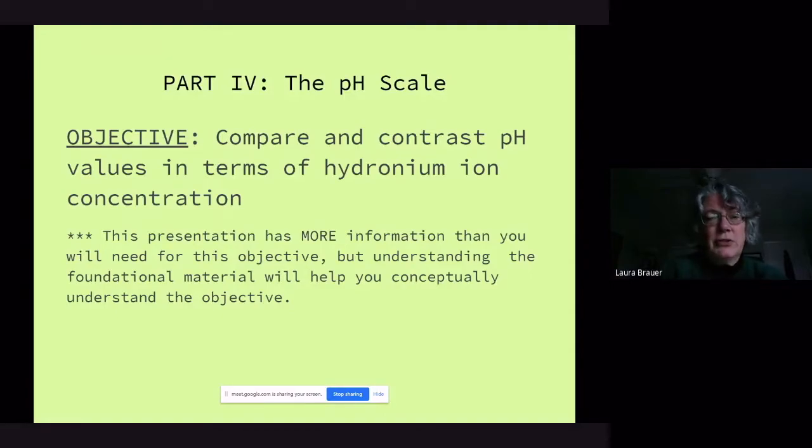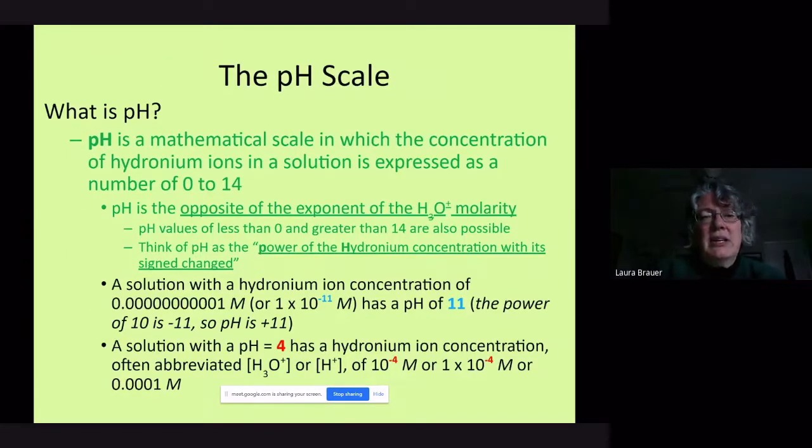So here's the first big deal. What is the pH? It's a mathematical scale of the concentration of hydronium ion, and we're going to use the numbers of 0 through 14. So what it says here is it's the opposite of the exponent of the hydronium ion molarity. Well, let's skip right down here. If this is the molarity, that seems like a pretty small number because it is, so we put it into an exponent form, to the negative 11th. Those two numbers, this one here in the decimal and this one here, are the same thing.